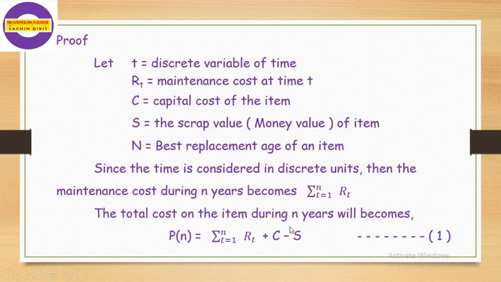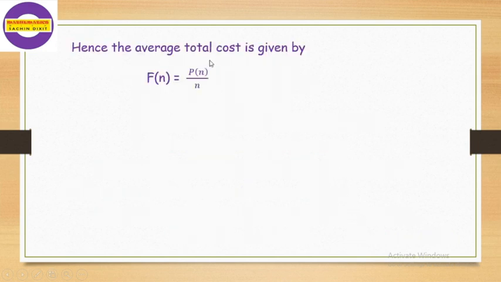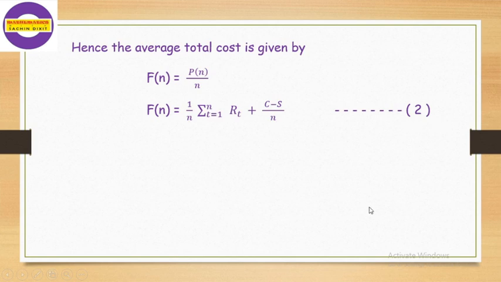The total cost of the item during n years becomes P(n) equals summation t varies from 1 to n R(t) plus C minus S. Equation number 1 is the total cost on the item during n years. Hence, the average total cost is given by f(n) equals P(n) divided by n. Now substitute the value of P(n). Therefore, f(n) equals 1 upon n summation t varies from 1 to n R(t) plus (C minus S) divided by n. Equation number 2.